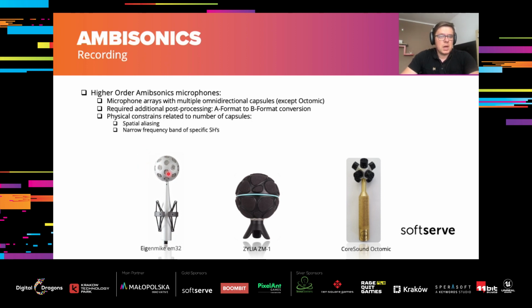So here we have the Eigenmic microphone with 32 omnidirectional capsules, and it is capable of capturing fourth order ambisonics. Here we have the Zylia ZM1 microphone that has 19 omnidirectional capsules, and here we have a Core Sound Octomic that I believe has 8 capsules, and it has a slightly different construction than the previously mentioned Eigenmic and Zylia ZM1. It is a second order ambisonics microphone.